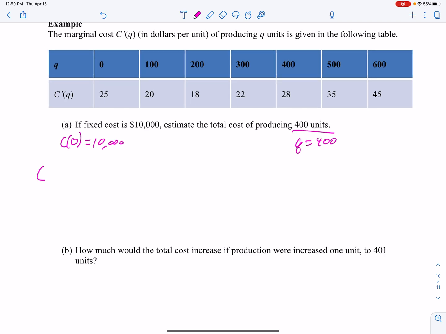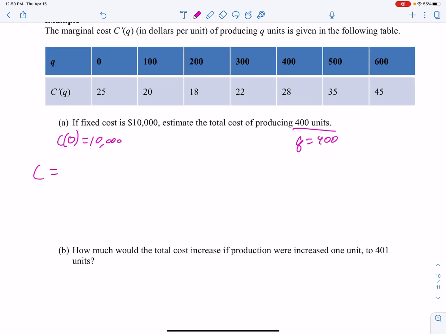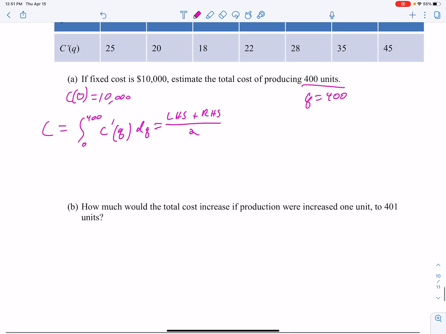All right, so we're going to use what we learned up above. The estimated cost is now the integral from 0 to 400 of C prime Q dQ. What we figured out before is that we do the left-hand sum plus the right-hand sum and divide by 2. So we have to figure out the left-hand sum and the right-hand sum.